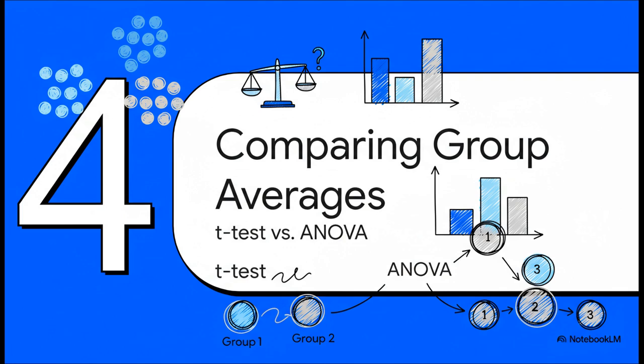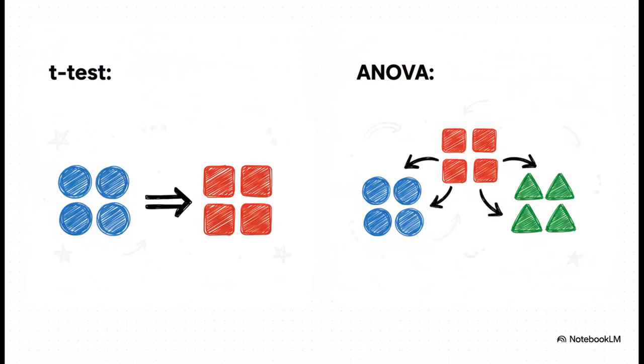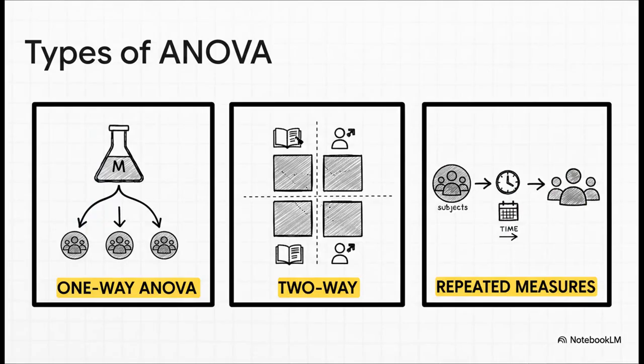We've got 2 main tools for this, and knowing which one to grab is absolutely essential. So, t-test or ANOVA? The choice boils down to one incredibly simple question. How many groups are you comparing? If the answer is exactly 2, you use a t-test. The second you have 3 or more groups, you have to switch over to ANOVA, which stands for Analysis of Variance. It's that simple. And ANOVA is a really flexible tool.